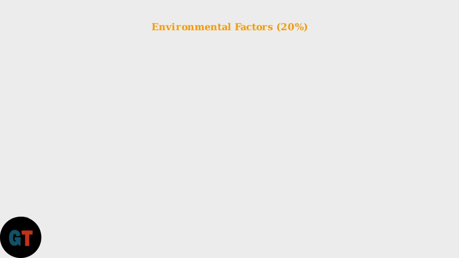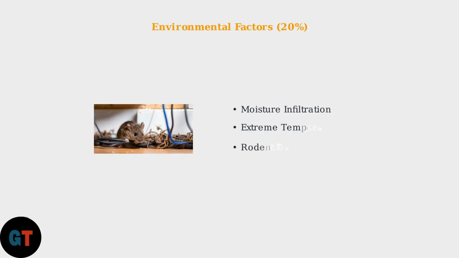Environmental factors cause 20% of error E6 occurrences. These include moisture infiltration during heavy rains or high humidity, extreme temperature exposure that damages sensitive electronics, and rodent damage where animals chew through wiring insulation.